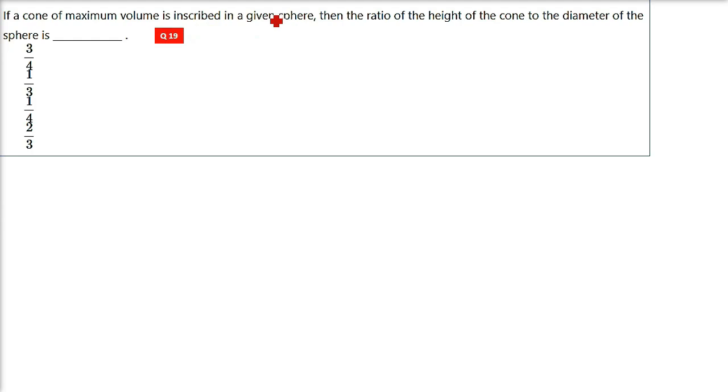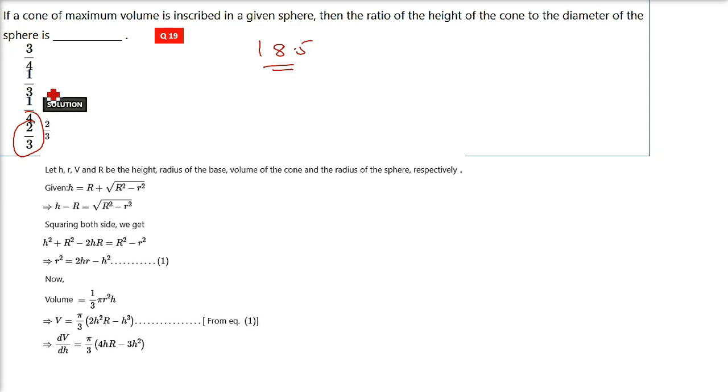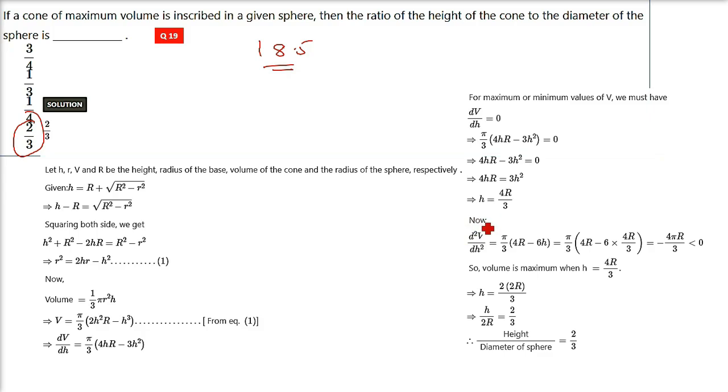If a cone of maximum value is inscribed in a given sphere, then the ratio of the height of the cone to the diameter of the sphere is. Now you have to follow me. In the 18.5 exercise, this question has been solved with the diagram properly. So you have to visit again the 18.5 exercise which we have completed, and there we have used this, and the answer is 2 by 3. You already know the ratio of the height of the cone to the diameter, h divided by d of the sphere, is this one. Answer is 2 by 3. If you are not able to get this, you have to go back and see the question where we have solved it in its entirety at the 18.5 exercise.